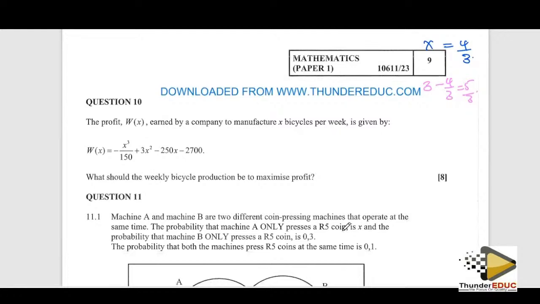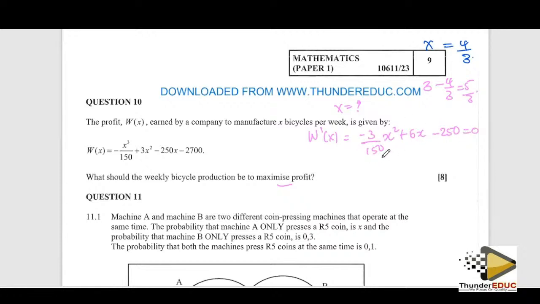Question number 10. The profit that was earned by a company that makes bicycles per week is given as that. What should the weekly reduction be to maximize? So they want us to get the value of x where the profit is maximum. So this is under optimization. We need to find the first derivative. That's going to be -3 over 150 x squared plus 6x minus 250. I need to equate this to 0 and solve for x.